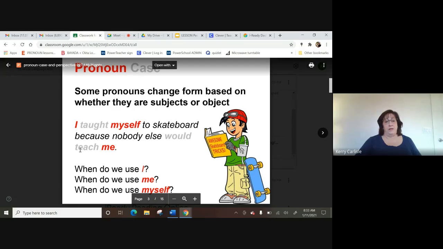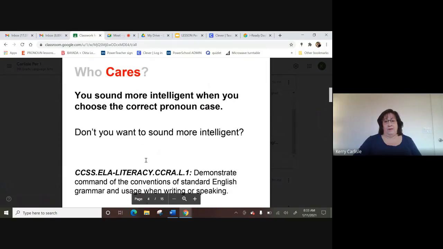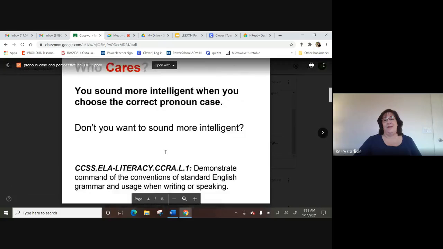Here's your verb. No one else would teach who or what? Me. So notice how it's not nobody else would teach I. It's nobody else would teach me. And just like you wouldn't say me taught myself, that's the wrong case, and it sounds wrong to our ears as native speakers. You sound like Tarzan basically. You don't sound educated when you say me goes to the store. That's not the right case. So a lot of these you can hear whether they're right or wrong. And once again, it says, don't you want to sound more intelligent?